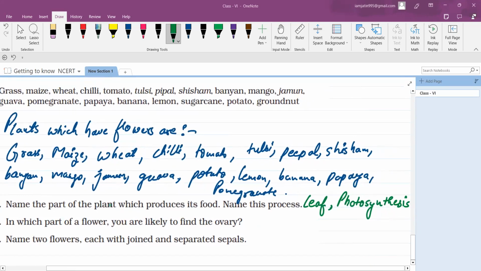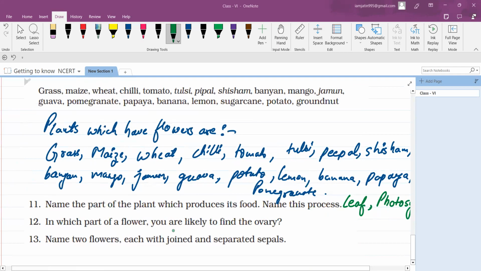Name this process. Okay. The part of the plant which produces the food is the leaf. You all know that the food is prepared in the leaves, and the process of preparation of food by the plants in the presence of sunlight and chlorophyll is called photosynthesis. What is it called? Photosynthesis.